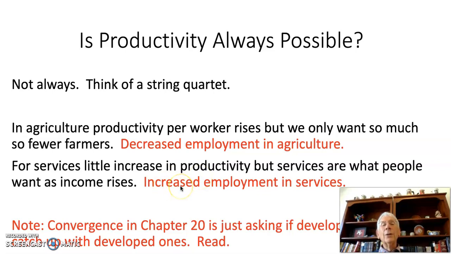Okay, that's all I really wanted to say about Chapter 20. The last few pages of Chapter 20 deal with convergence. That just means developing nations catching up with developed ones. So read that. It's kind of an interesting read. You're not really going to have to do any math based on this chapter. So if you read some of the formulas for growth, don't worry about it.